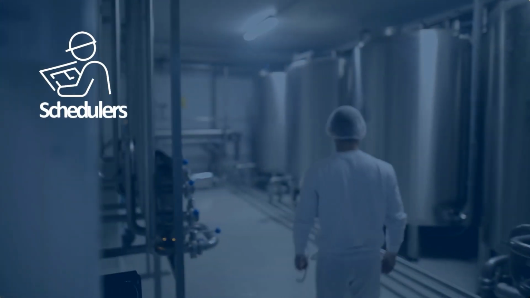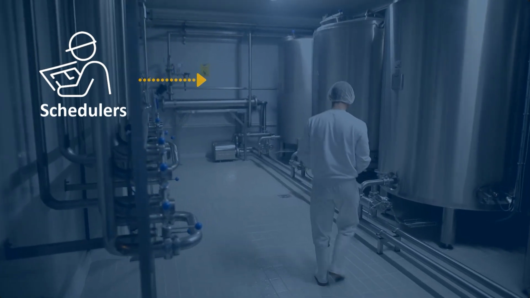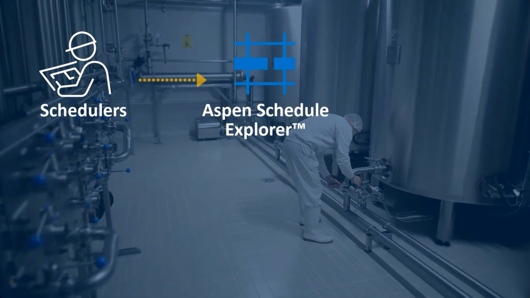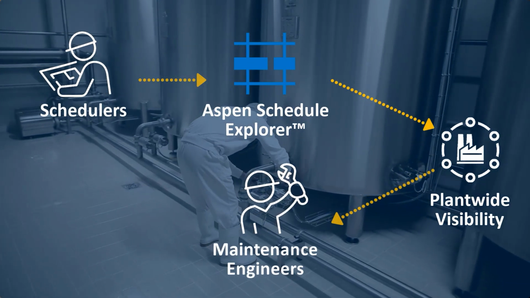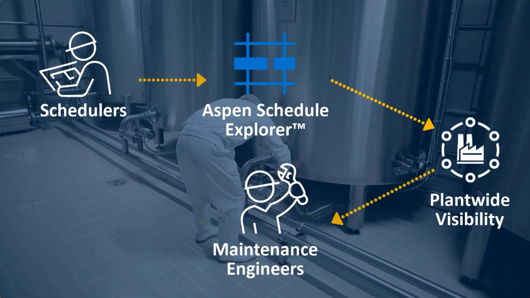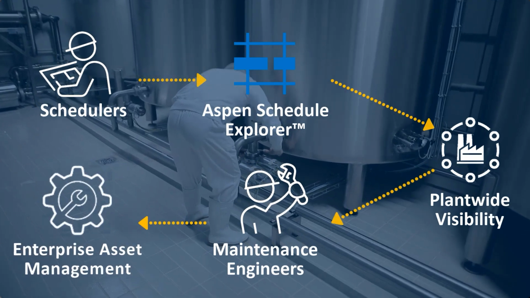From here, schedulers confirm the downtime selection and then publish to Aspen Schedule Explorer for immediate plant-wide visibility, with your maintenance engineers also marking the downtime as planned and sending it to your enterprise asset management system.